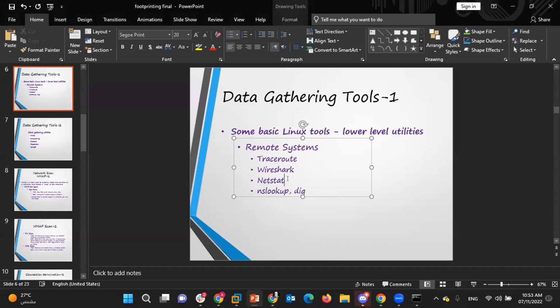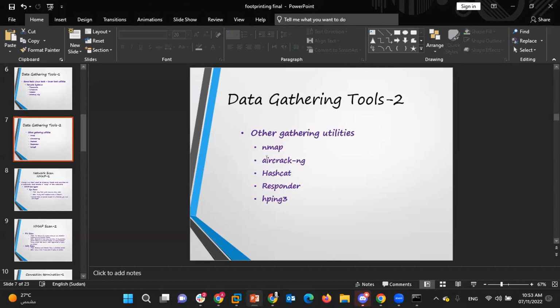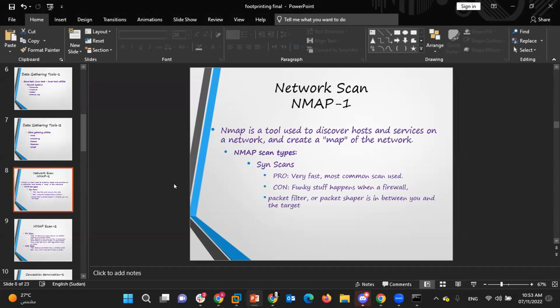Okay, so we have a netstat scan and nslookup for DNS to get an IP, or reverse an IP from a domain name server or DNS. This is about Nmap, Aircrack, Hashcat, Responder, and also HPing3. Okay, Nmap is a tool we use to discover much data about these devices, about this system we need to collect data about.